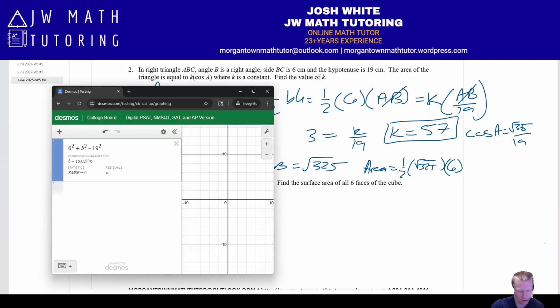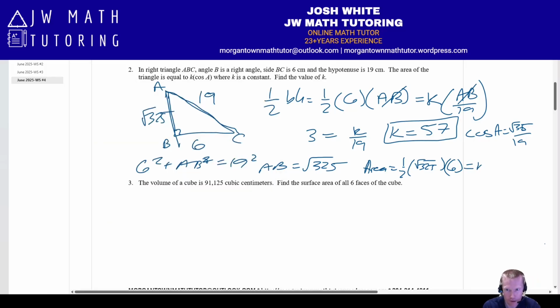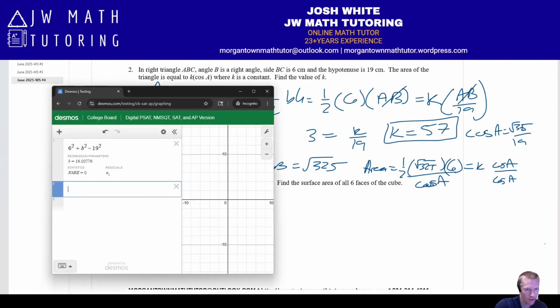Okay, so I guess actually the way we would really want to do this is solve this for k by dividing by cosine of A. So what we want to do is take the area. Let me see if I can do this right. Okay, so we got 1/2 times the base, which is 6, times the height, which is the b value. So that's the area. And then we want to divide this by cosine of A. And the cosine of A is b over 19 there. And this is basically equal to our k value.